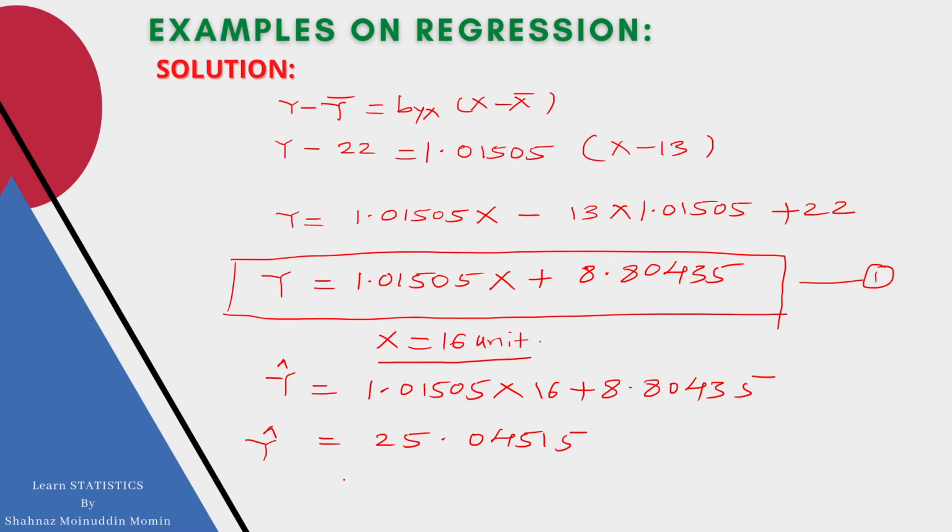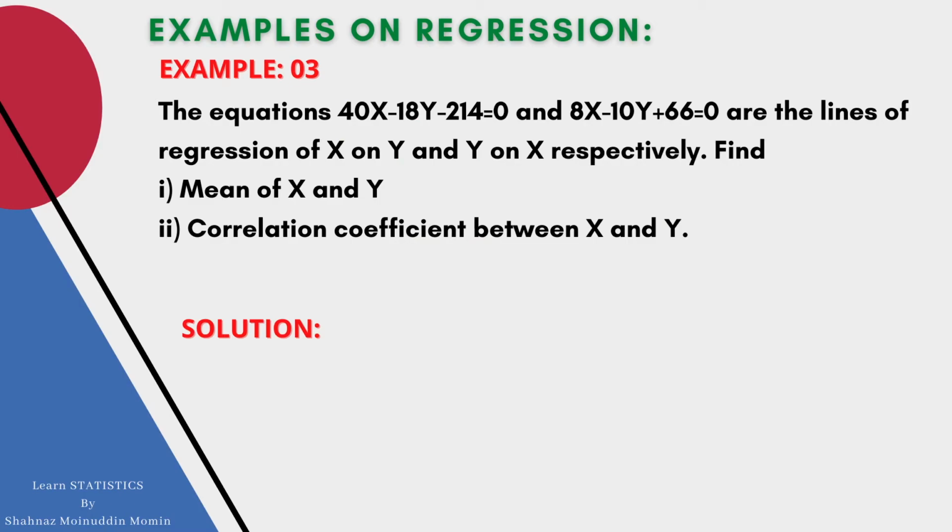Now we shall calculate example number 3. In example 3, we are given the equations 40x minus 18y minus 214 equal to 0 and 8x minus 10y plus 66 equal to 0 as the lines of regression of x on y and y on x respectively. Find the mean of x and y and correlation between x and y.